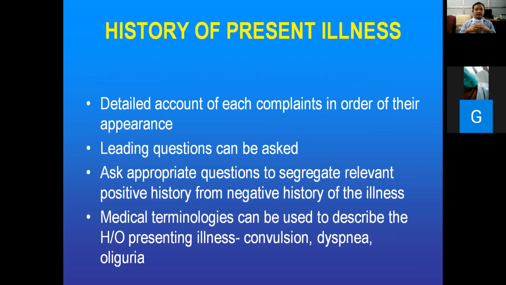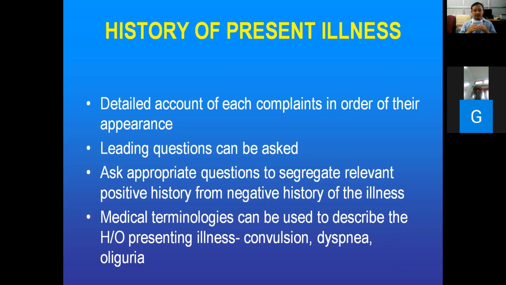So, history of present illness. Here, this is an opportunity to extract maximum information from the parents. Try to ask open-ended questions so that they give a detailed account of each complaint, in order of their appearance. Leading questions can be asked. Ask appropriate questions to segregate relevant positive histories from negative histories of the illness.